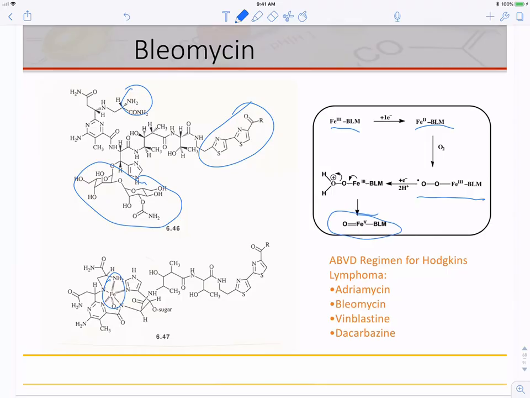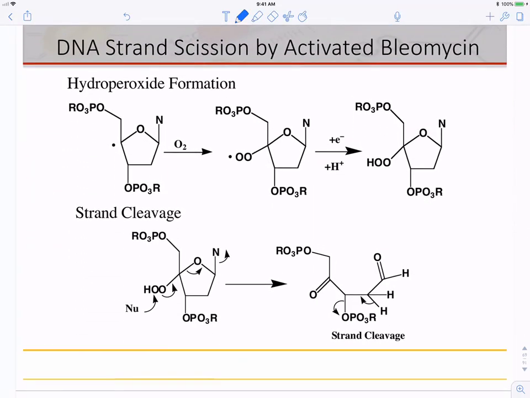And then bleomycin works as described in the slide, basically forming radicals on the ribose sugar, and that in turn results in strand cleavage and opening of the DNA, and so we form these single-stranded cleavage sites and lesions that are very difficult to repair. And again, it's a radical-based mechanism that requires the presence of iron.